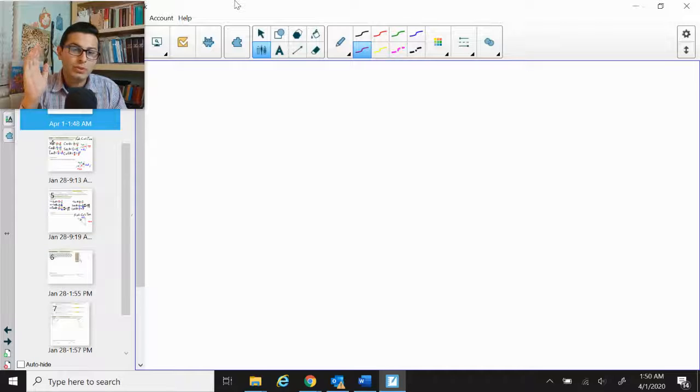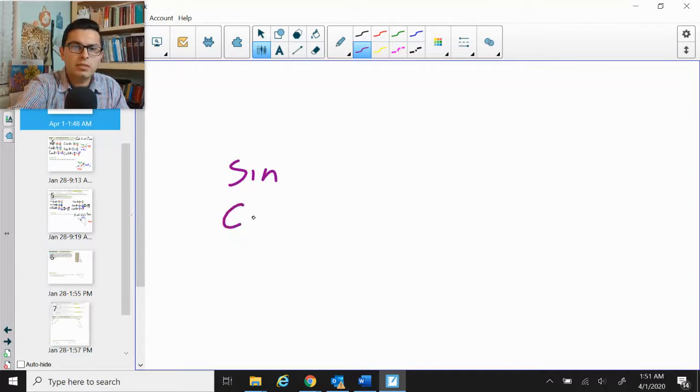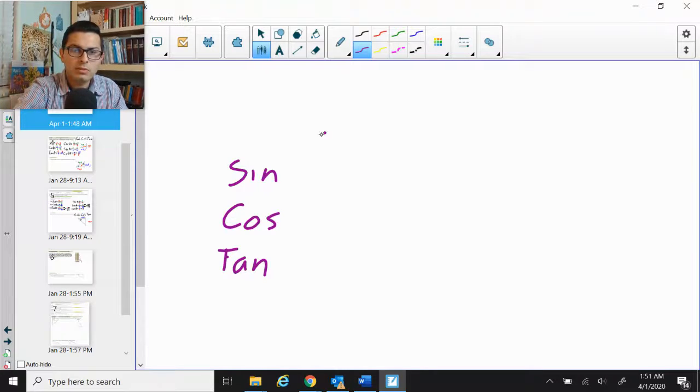All right, this is going to be the easiest way ever to make a standard trig table. So the first thing that we need to do is write down sine, cosine, tangent, and then the degrees on the top. So first we're going to write down sine, cosine, tangent, just like that.